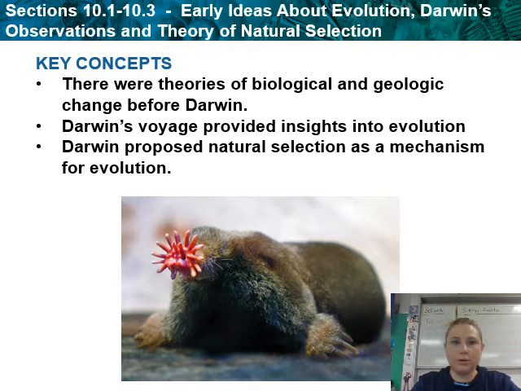What we need to know, we've got our key concepts. There were theories of biological and geological change before Darwin. Darwin's voyage provided insights into evolution, and Darwin proposed natural selection as a mechanism for evolution.